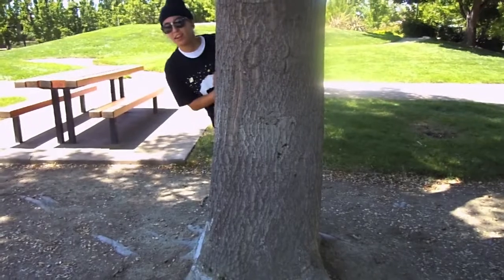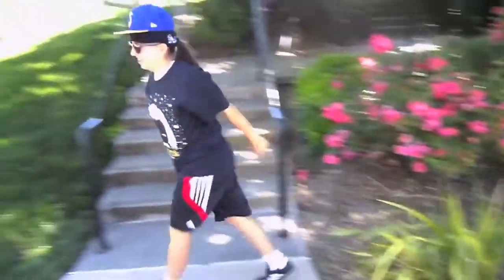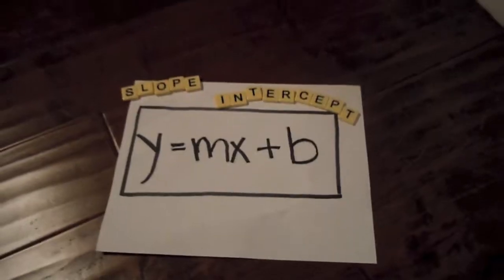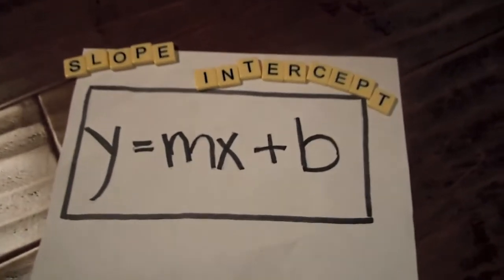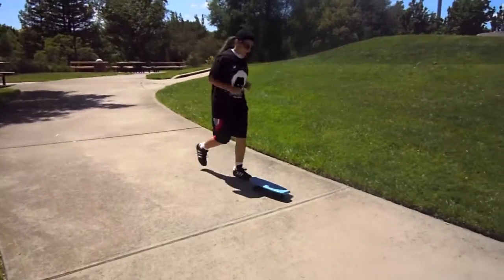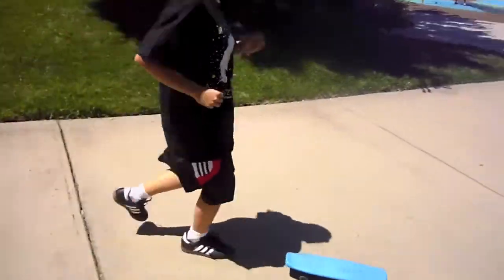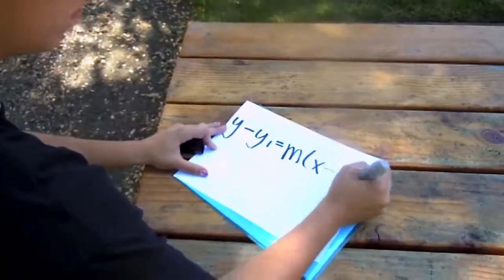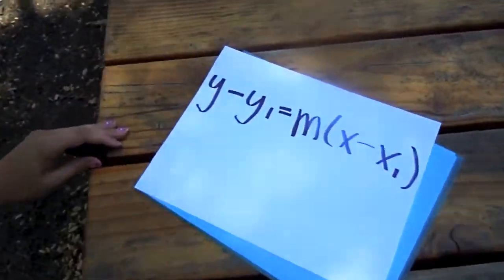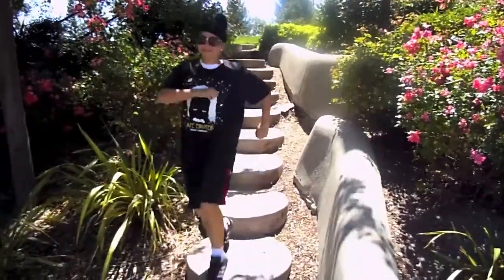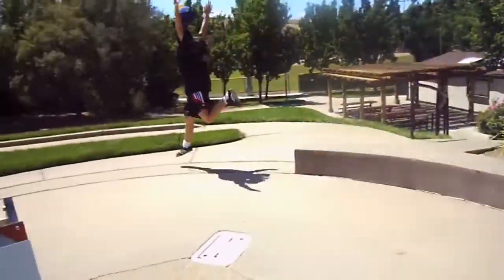After this, there are still 2 forms you gotta know: slope-intercept and point-slope form. Slope-intercept, which is y equals mx plus b, needs slope and y-intercept in order to work. And then there is point-slope form, which is y minus y1 equals m times x minus x1, which needs slope and a point on a line.